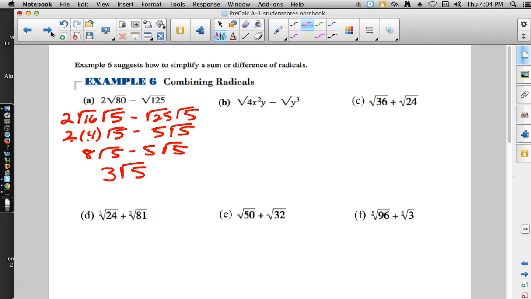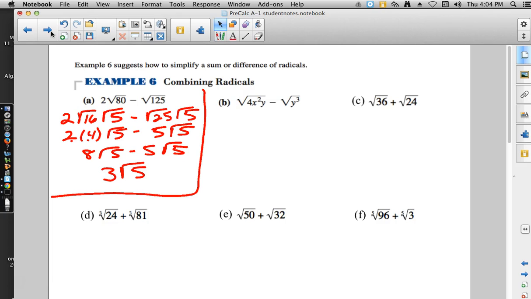That's the only way that we can add and subtract, if we have like radicals. So it is possible that you might not be able to do one if you can't figure a way out to simplify that and make them like radicals. For B, I noticed right away that the square root of 4, hey, that's 2. So I'm just going to write down a 2. And the square root of x squared, well, that's an x. And the square root of y, well, nothing I can do about that. I'm just going to have to leave that there.